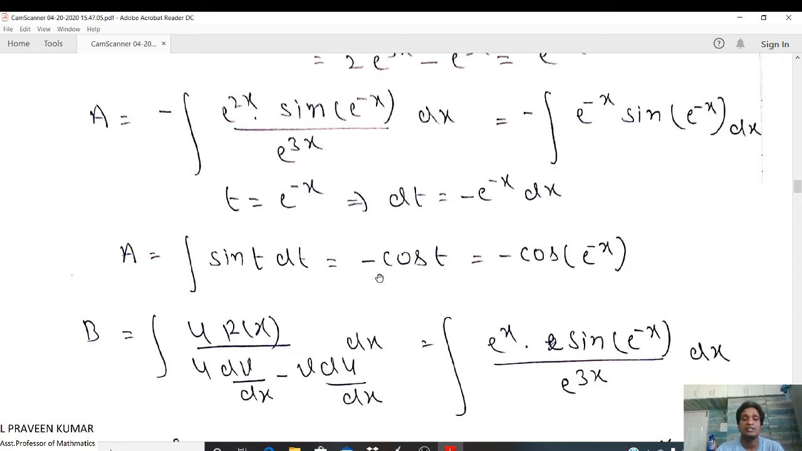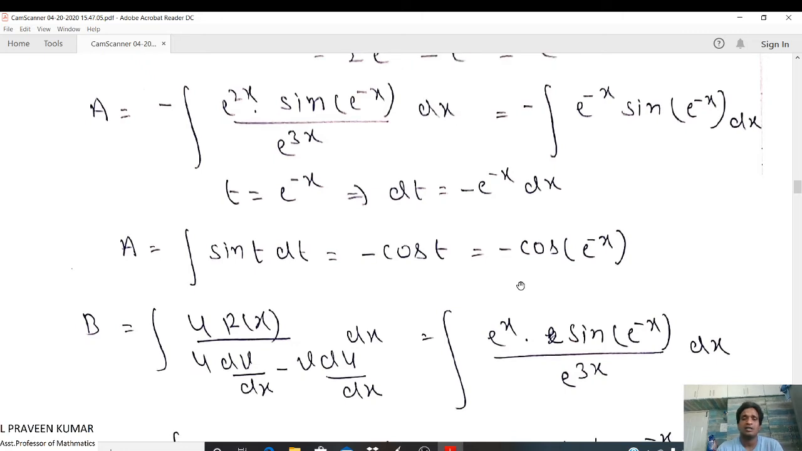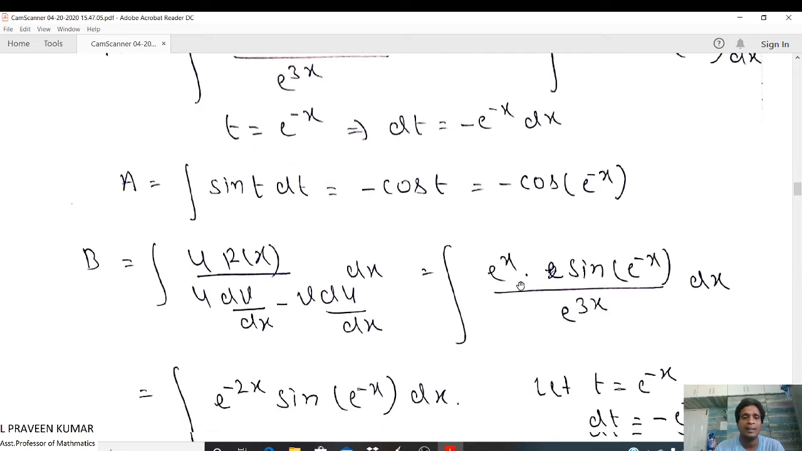What is the integration of sin t value? It becomes minus cos t. And replacing t value, minus cos of e power minus x. Here, no need to write plus c. Why? Because here we are finding the a value, it's not related to uniqueness. Okay.